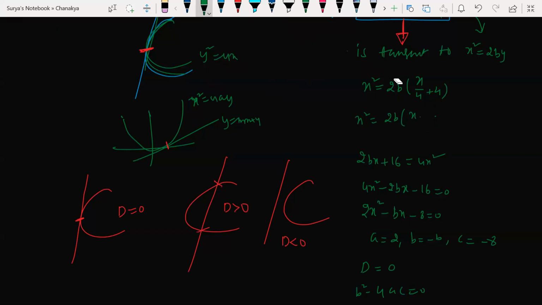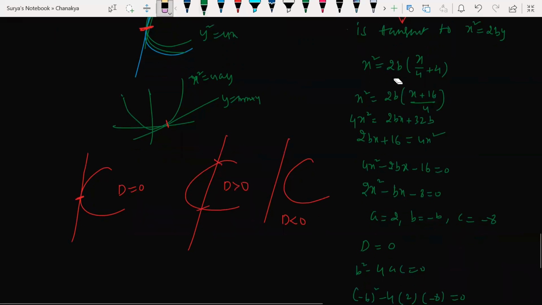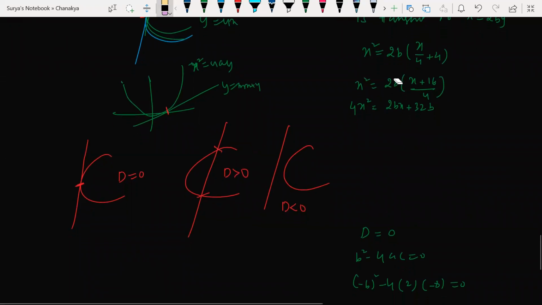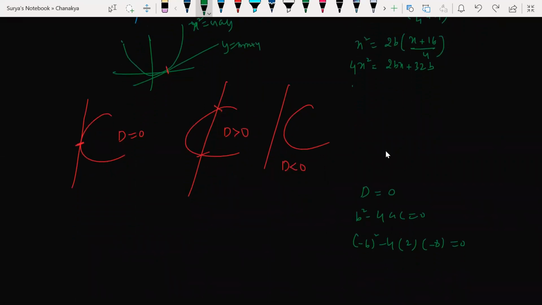Look here: x square is equal to 2bx, or else you put first x plus 16 by 4. Let us do it like this: x square is equal to 2bx plus 32b here. Correct, and 4x square, this will be my correct equation. Look, calculation mistake. We made a calculation mistake. Everything is correct, but we missed multiplying 2 here and we wrote 16 there, okay.